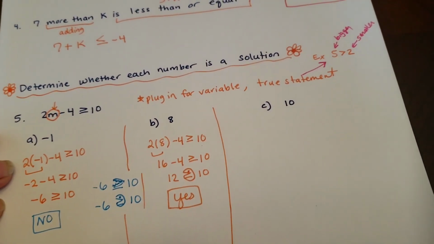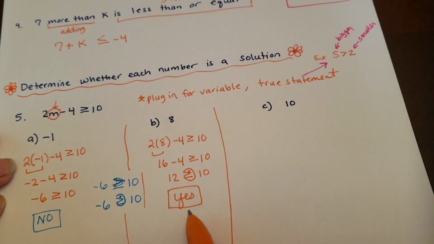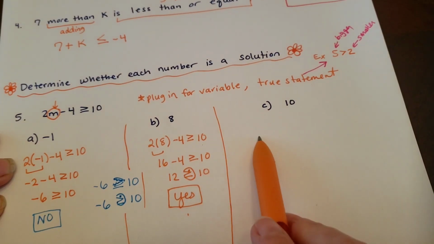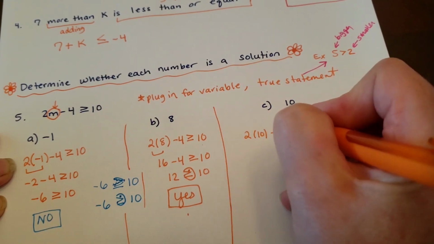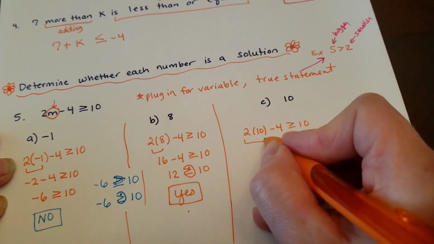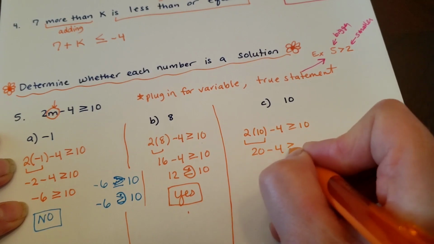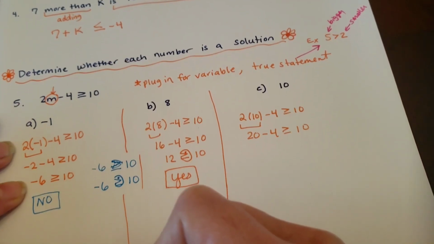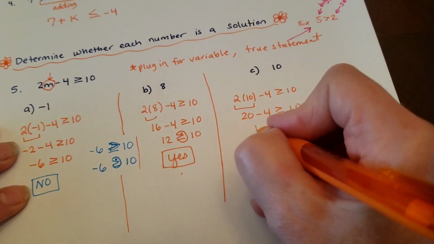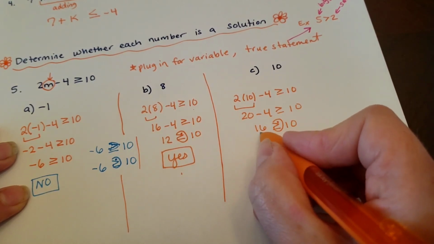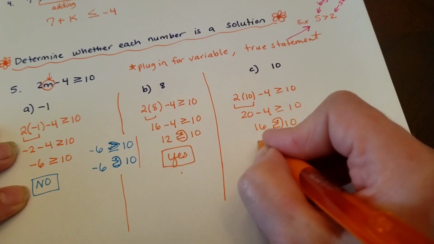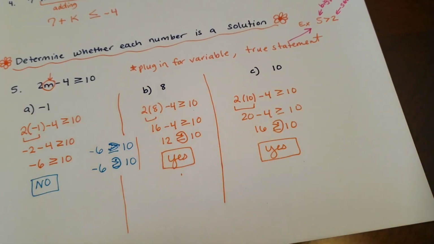And you can get more than one yes or no. There's not just one. So just because we got a yes here doesn't mean we don't have to try the next one. You need to do all 3 parts. Now plug in a 10. 2 times 10 minus 4 greater than or equal to 10. Work it out. So that's 20 minus 4. 20 minus 4 is going to give us 16. 16 greater than or equal to 10. Again, if you have to draw it, 16 is bigger. Yes, it is. And it works something like that.